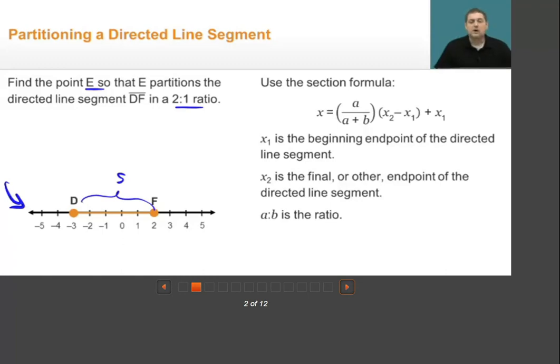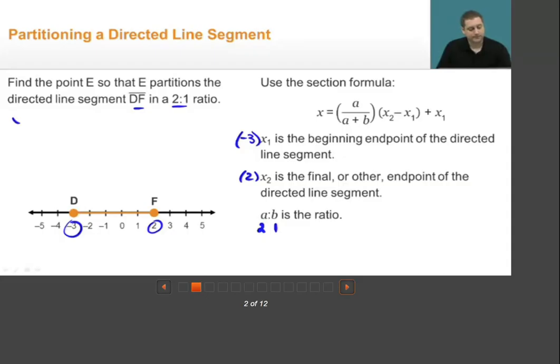So let's start plugging these values into the formula. It's essential to remember that this is a directed line segment. D is coming before F, so we're going in the direction of F. If we did it backwards, we'd get a wrong answer. So the value of D is at -3, so that's going to be x sub 1. And the value of F is at 2, so that's going to be x sub 2. And since we're looking at a 2-to-1 ratio, A is 2 and B is 1. So let's plug these values into our formula.